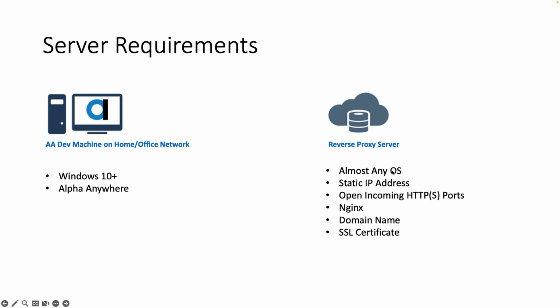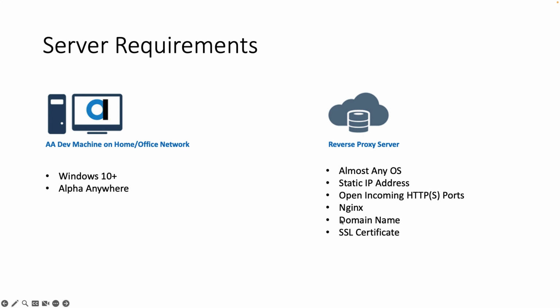Nginx runs on almost any operating system, so it almost doesn't matter what operating system you choose for your reverse proxy. But your reverse proxy is going to need to have a static IP address, and ports 443 and 80 cannot be blocked. You need to have those opened up. So those are all requirements.